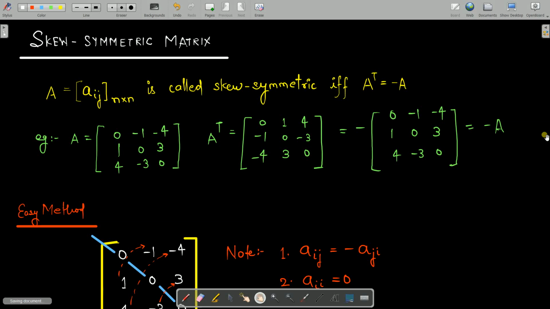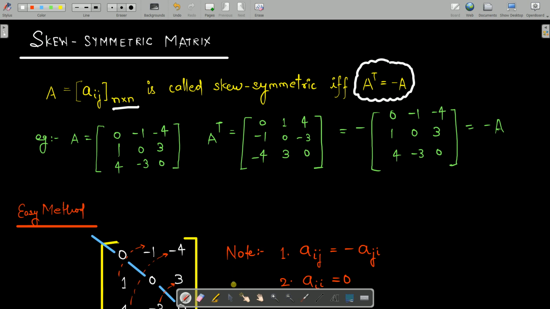Skew-symmetric matrix. Any matrix A, we write it generally as Aij, n cross n. We know very well that these concepts are valid for square matrices. A matrix A is called a skew matrix if and only if this condition is satisfied, that is A transpose equals minus A. If you take the transpose of any matrix and it comes out to be the negative of that matrix, then we will call that matrix a skew symmetric matrix, just the opposite of a symmetric matrix.